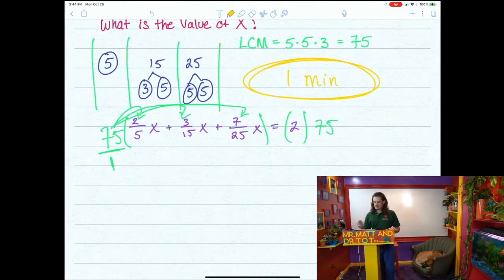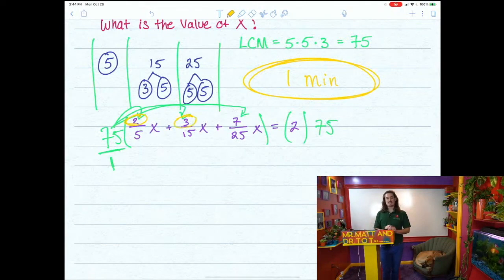Okay, so multiplying on both sides by 75, we're going to get 75 times 2. Remember, the 75 you can write as a fraction as 75 over 1. So the 75 is only going to affect this 2, this 3, and that 7. It's not going to affect the denominators at all, but it's going to create a number which is divisible by the denominators of 5, 15, and 25. And these will ultimately turn into whole values. It's just a little bit easier to work with.